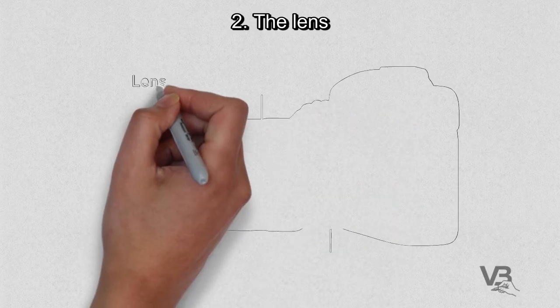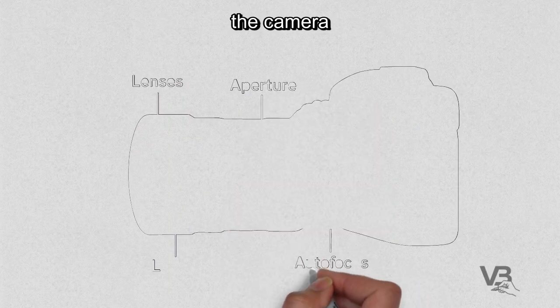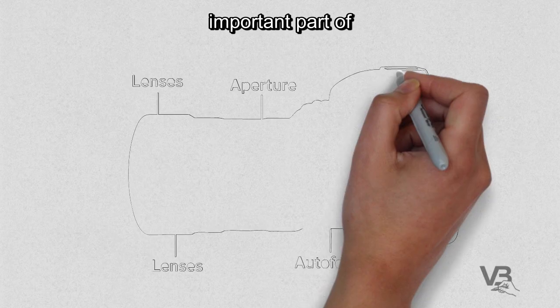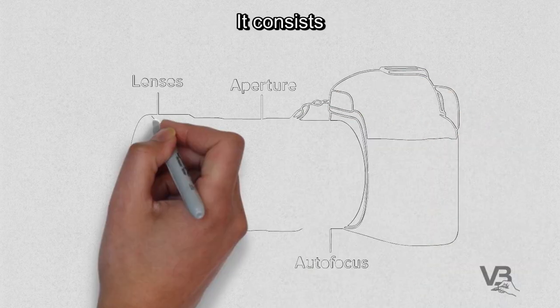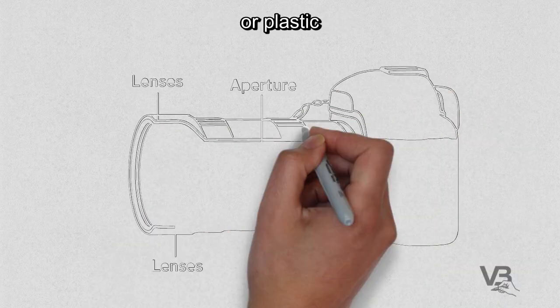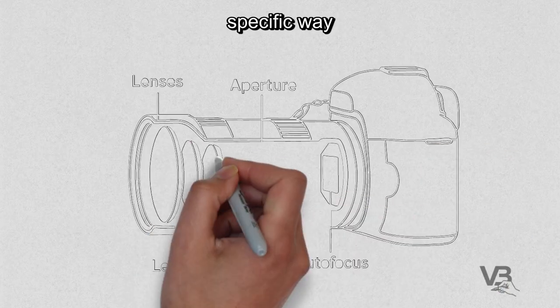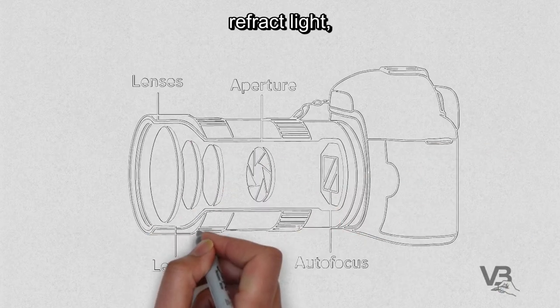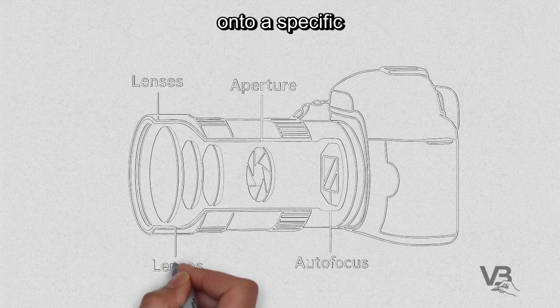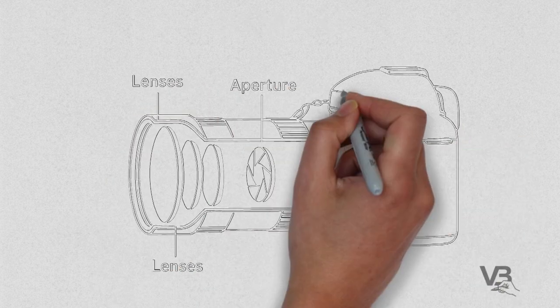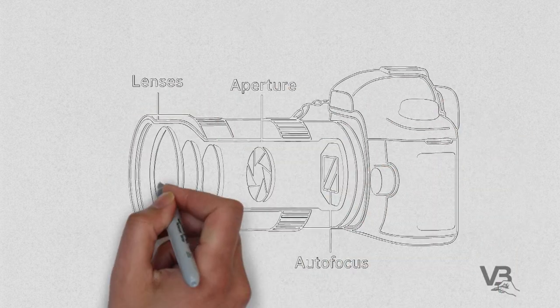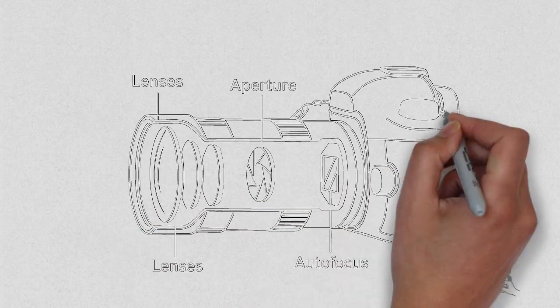2. The lens, the eye of the camera. The lens is the most important part of any camera. It consists of several glass or plastic elements arranged in a specific way to bend, refract light, and focus it onto a specific point called the focus. If the focus is incorrect, the image appears blurry.